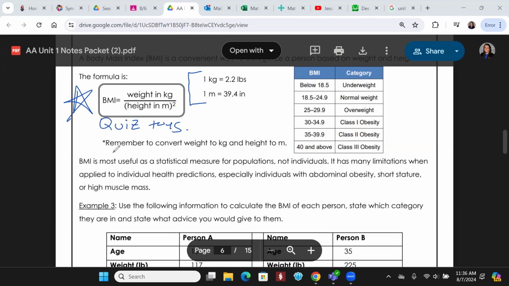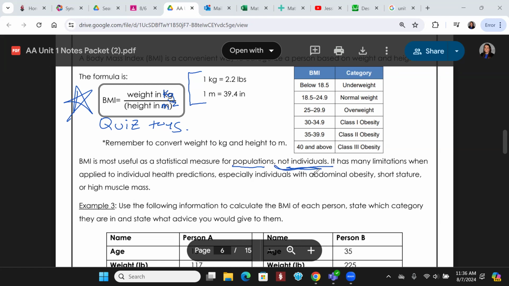Okay, so the first thing that we're going to do when we're calculating BMI is convert weight to kilograms and height to meters. Everybody sees that we have kilograms in our formula and meters squared in our formula. The BMI is the most useful statistical measure for populations, not individuals.